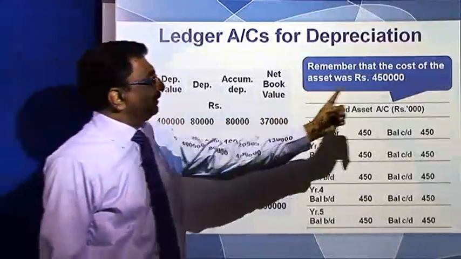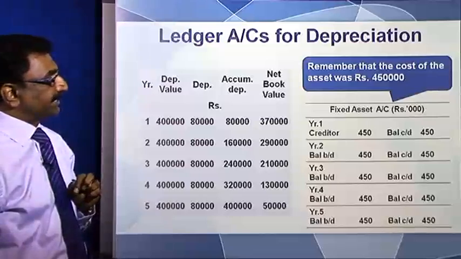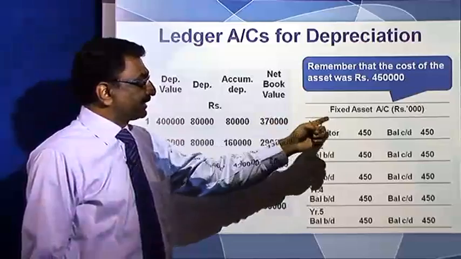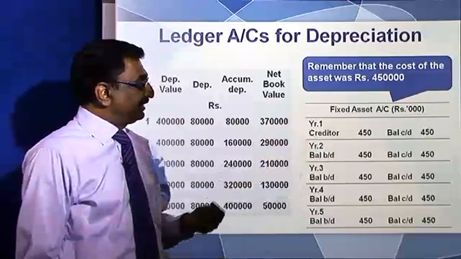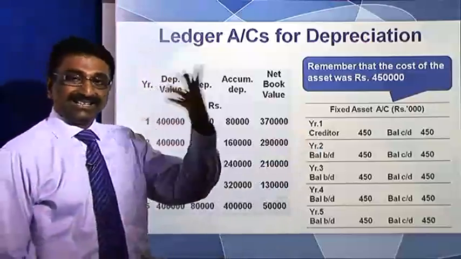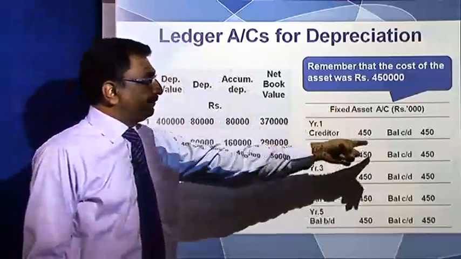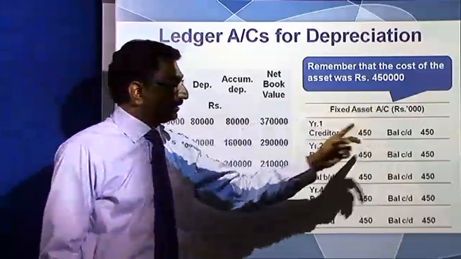And here I have the fixed asset account. Remember, our purchase price was 4,50,000 rupees. So in year 1 when I purchased, my fixed asset account showed that there is a creditor to whom we owe. As the asset is increasing, we need to debit the asset account and credit the creditor account, and in the asset account we show a debit balance of 4,50,000 rupees. Here the rupees are in thousand.